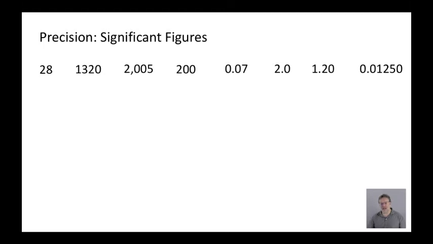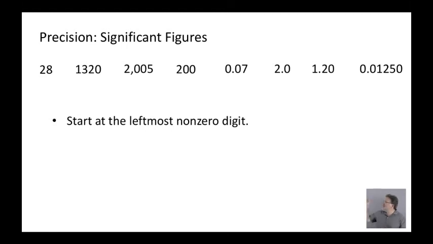Here's basically how you calculate the number of significant figures. The first thing you do is start at the leftmost number that's not 0. In the first case, we start at the 2. In the second case, it's the 1. The third case, it's the 2. The fourth case, it's a 2. The fifth case, it's the 7.